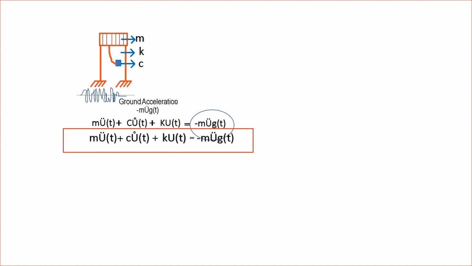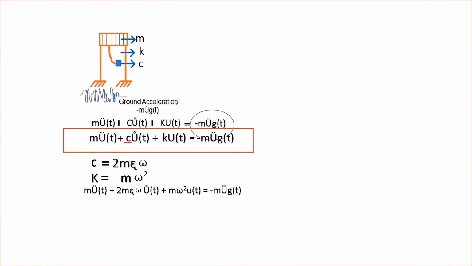Now, let us relate this C. C is equal to 2 times mass times xi times omega. The omega here is the frequency. Then the stiffness K is equal to mass times omega squared. And substituting these expressions into the dynamic equation of motion, we are left with this equation: mu double dot of t plus 2m xi omega u dot of t plus m omega squared u of t is equal to negative m u double dot g of t.